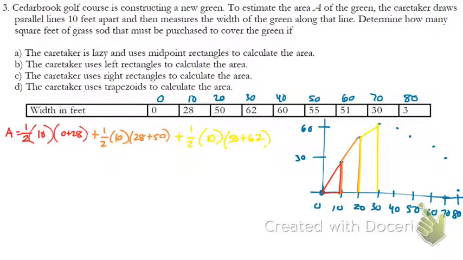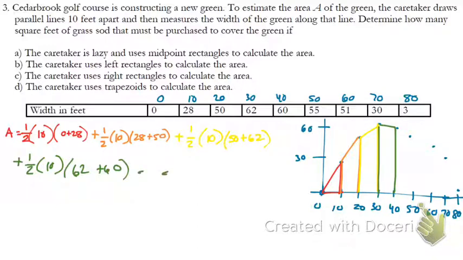In green, plus 1/2, the height is 10. The first height is 62. The second height is 60, etc., etc. So you could do it this way where it's kind of long and drawn out. You could keep looking at all these trapezoids. However, I want you guys to notice the patterns. Notice how it's always a 1/2 because that's the area of a trapezoid.